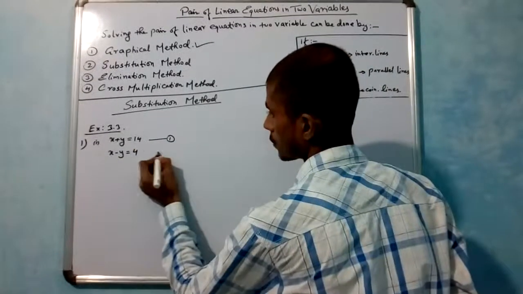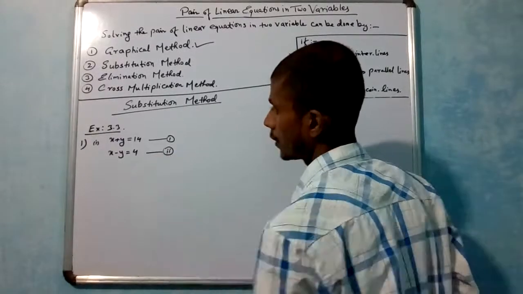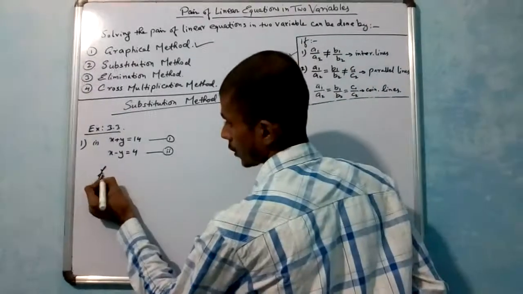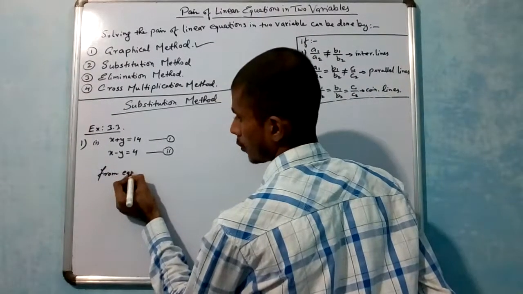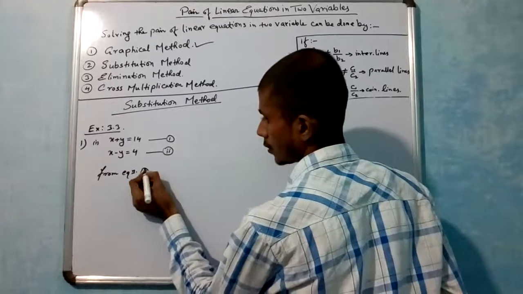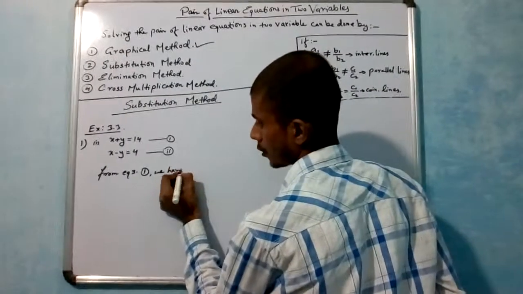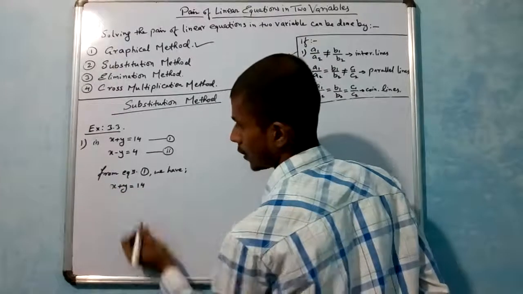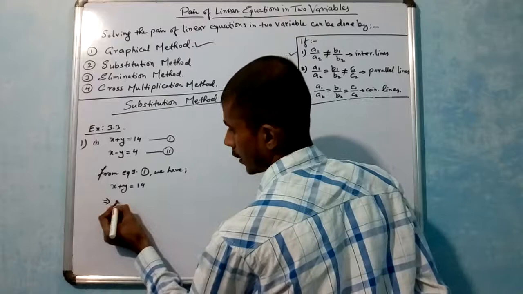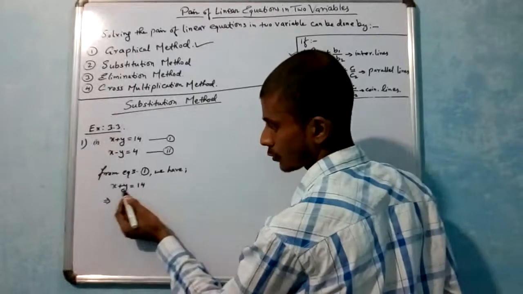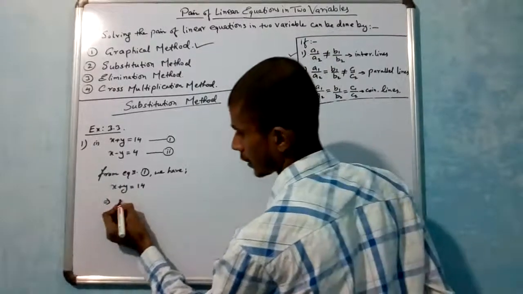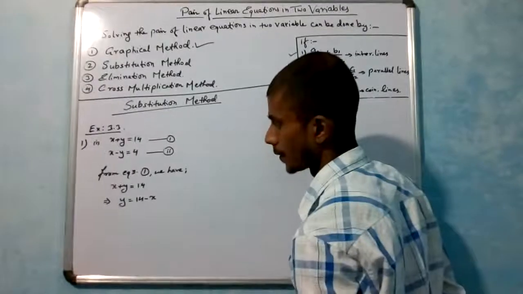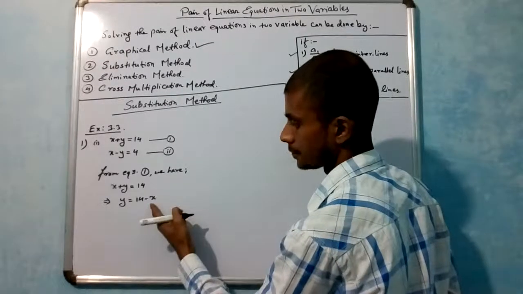We will first assume let this equation be 1 and this be 2. Okay. Now what we will write? From equation 1 we have x plus y is equal to 14. Okay. Now anything, either x is equal to 14 minus y or y is equal to 14 minus x, anything you can write. Y is equal to 14 minus x I am writing. Okay. From equation 1 I got this.